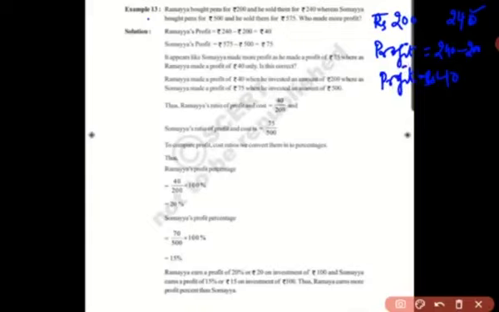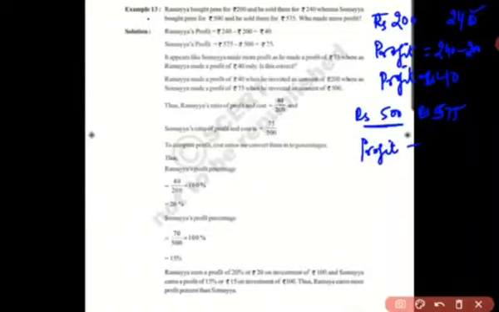Now when you see the next one, Somaya. Okay, Somaya bought pens. He has invested how many rupees? 500 rupees. Okay, but he sold them for 575 rupees. So the pens he bought for 500, he sold for 575 rupees. So what is his profit? Profit is 575 minus 500, that is 75 rupees he got as profit.